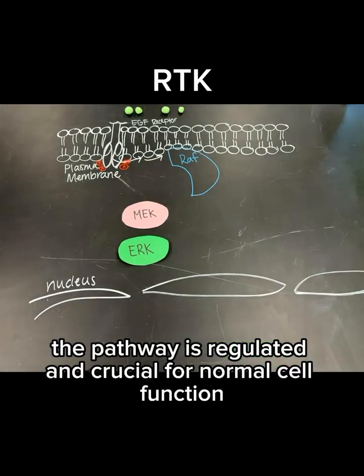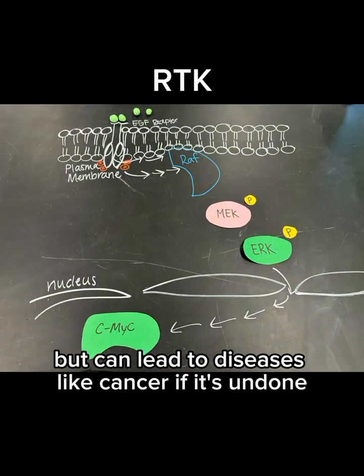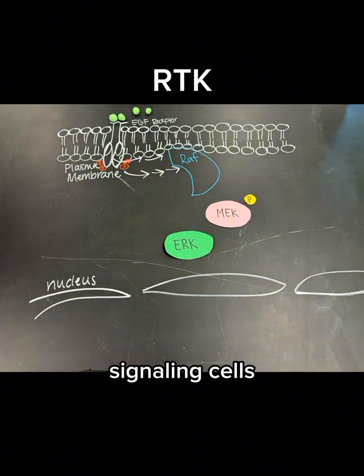The pathway is regulated and crucial for normal cell function, but can lead to diseases like cancer if it's unregulated. Lastly, mutations may result in uncontrolled growth signaling.